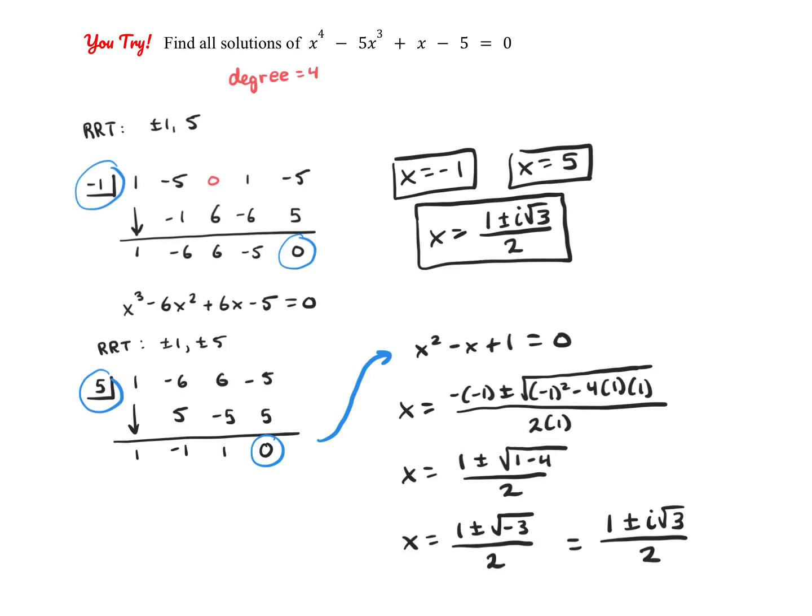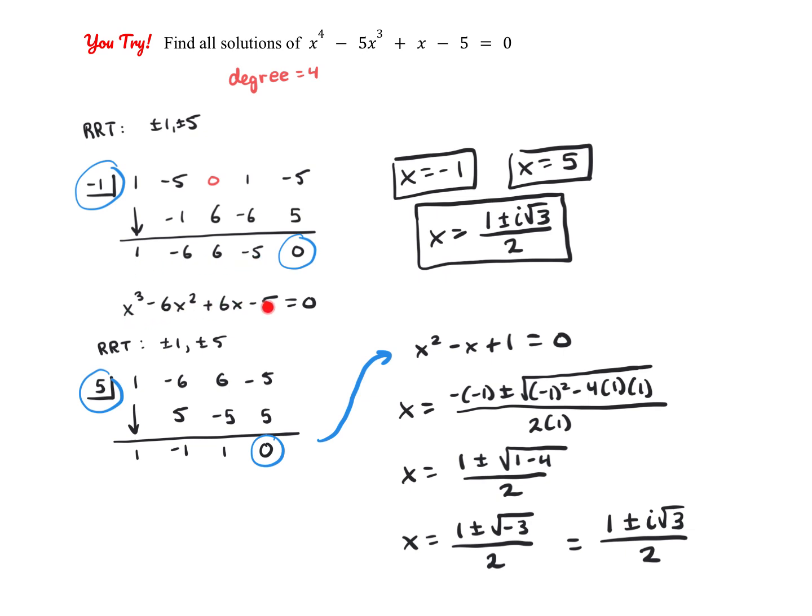All right, this is definitely a tricky one. So we have a degree of 4, so we need 4 solutions. So with rational root theorem, there's 4 options for us to try, plus or minus 1 or plus or minus 5. So if you try negative 1, you'll find a remainder of 0. So that's one of my solutions.